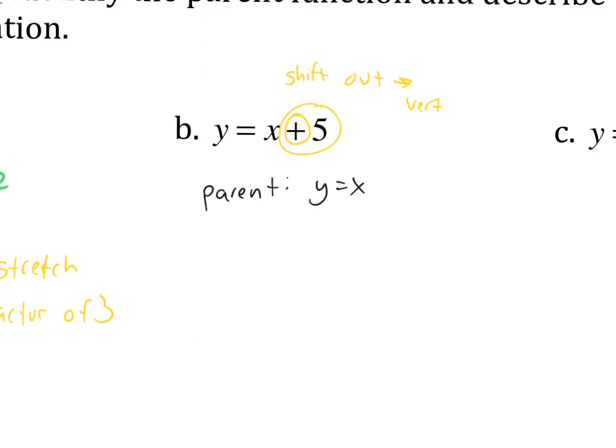So looking at the next one here, the parent function is y equals x. Because I have an addition occurring, we know it's going to be a shift or a translation. And because it's happening outside, we know that because there's no parentheses. Like if there were parentheses, we might say inside. Because it's outside, it's a vertical. So the end result here is this. A vertical shift up 5.